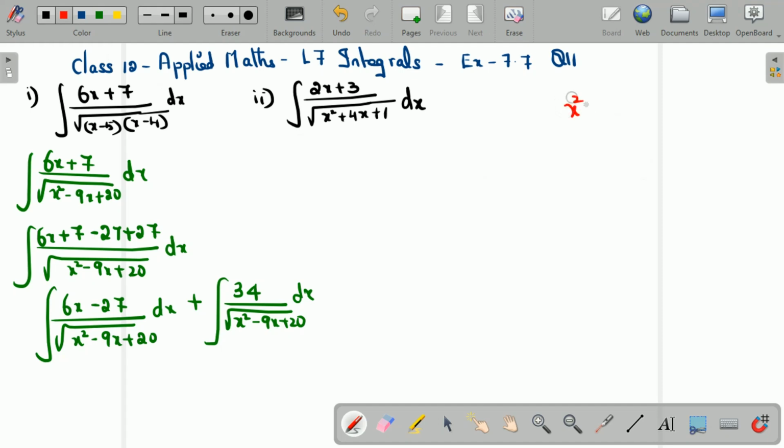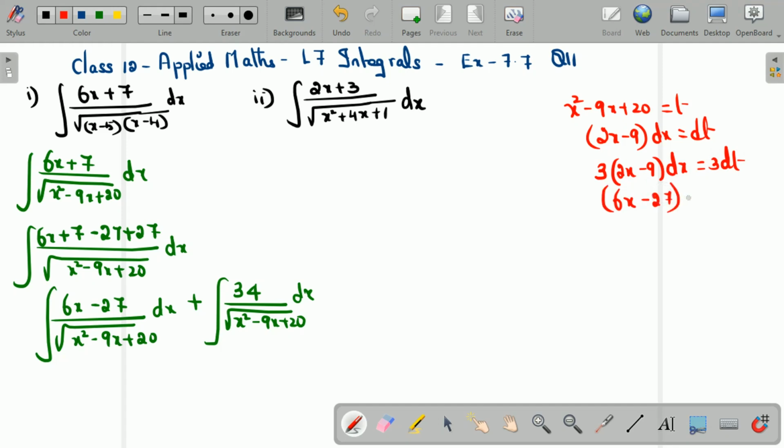Now in this first case, I'm going to put x squared minus 9x plus 20 as t. So x squared minus 9x plus 20 is equal to t. So (2x minus 9) dx is equal to dt. Now I'm going to multiply this by 3. So 3 into (2x minus 9) dx is equal to 3 dt. If we multiply and see, this is (6x minus 27) dx is equal to 3 dt. So this particular expression is going to become 3 dt. In fact, that is the reason we added plus 27 and minus 27. So integral 3 dt divided by root of t. So this is going to be in the first case.